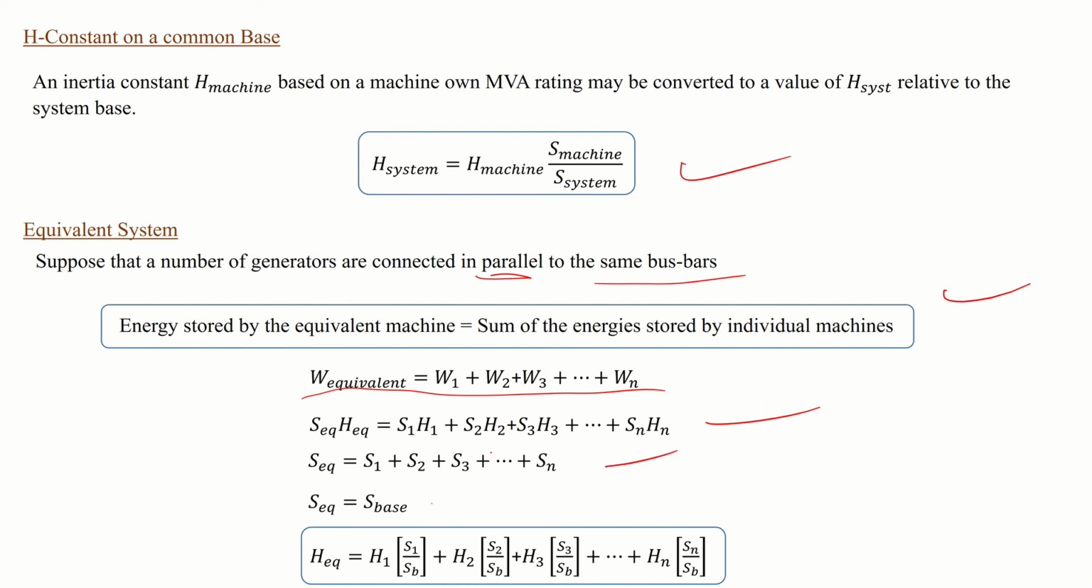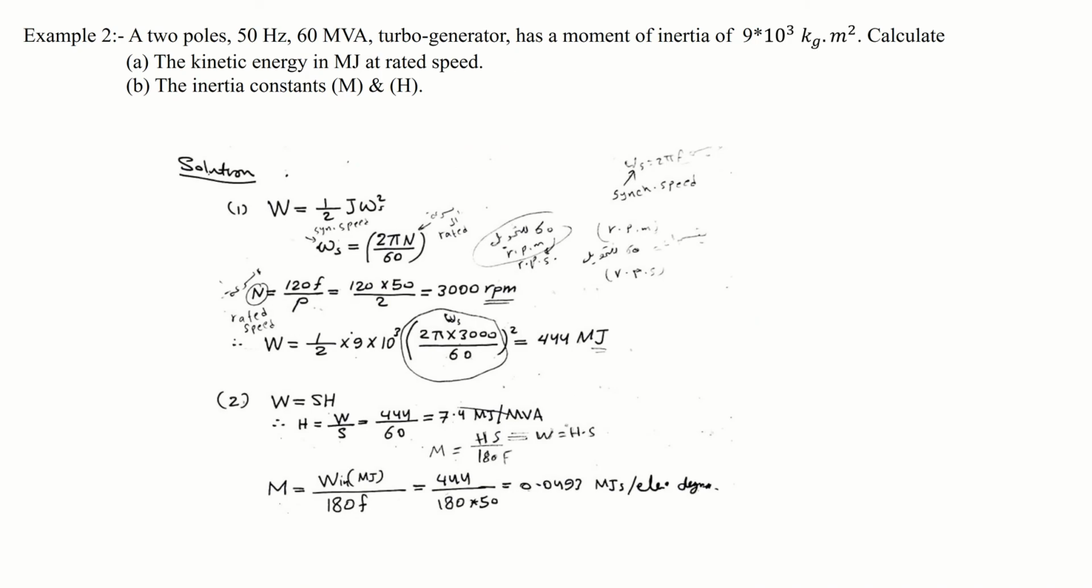S equivalent is equal to S base, and this is the final formula you can use when you need to calculate the equivalent for a number of generators connected in parallel at the same bus bar: H equivalent equals H1 S1 over S base plus H2 S2 over S base, and so on and so forth. Let's take two examples to see what this means.